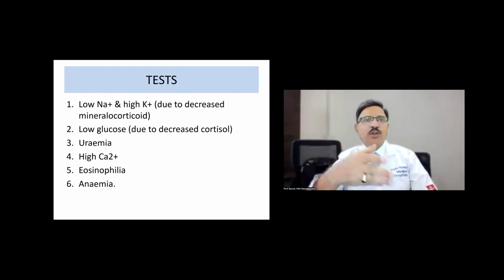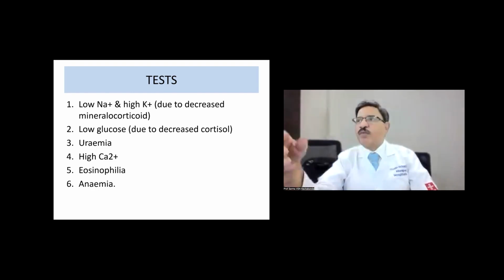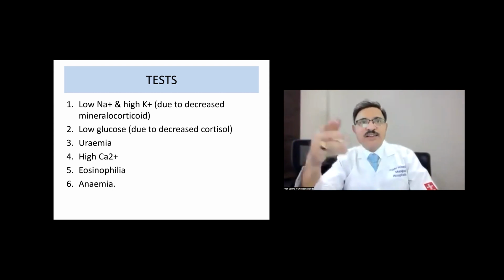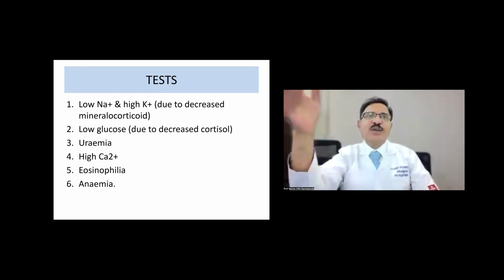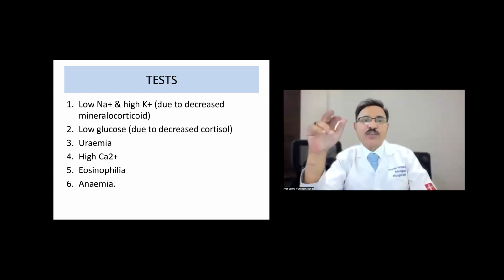Supposing we want energy to run from here to there, which is the one bringing the sugar into the body? One, of course, is your glucagon. The other is the steroid. Glucagon acts instantaneously, but after half an hour, the cortisol also starts acting. Okay, cortisol is very important. Uremia may be there, so you have to look for uremia. High calcium will be there. Eosinophilia and anemia will be there.